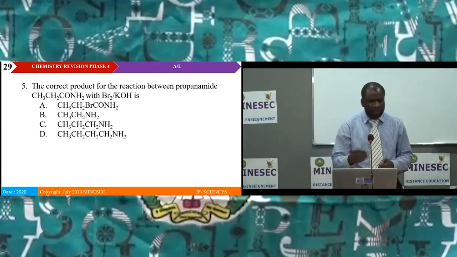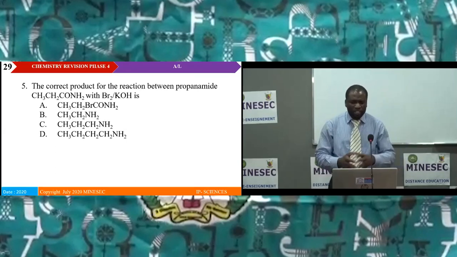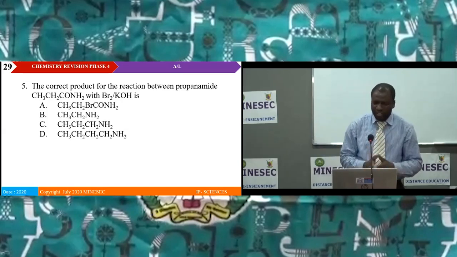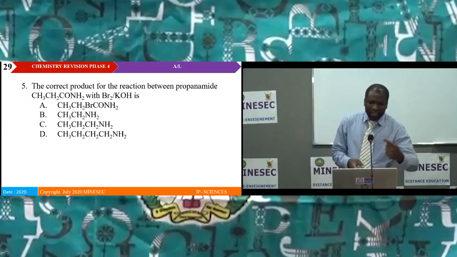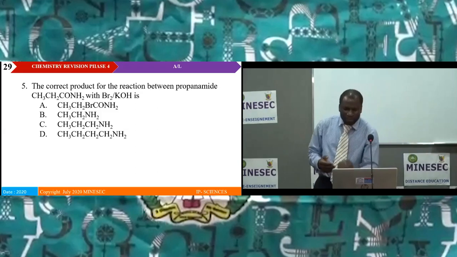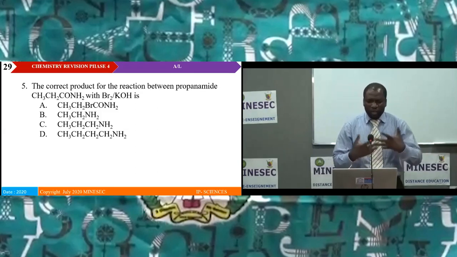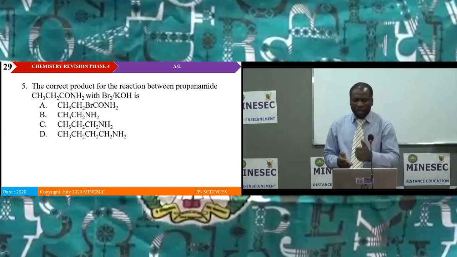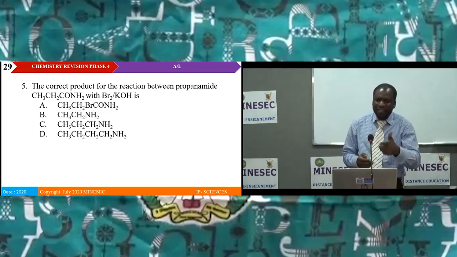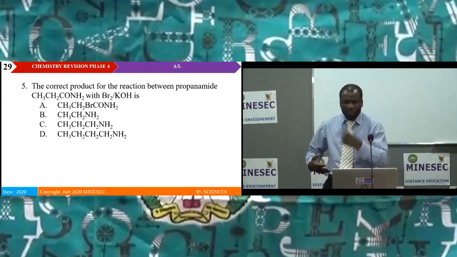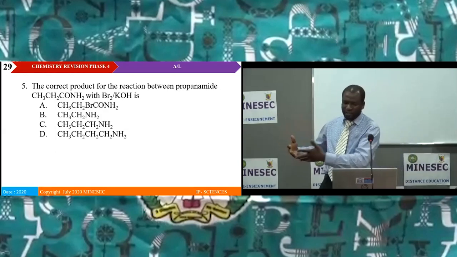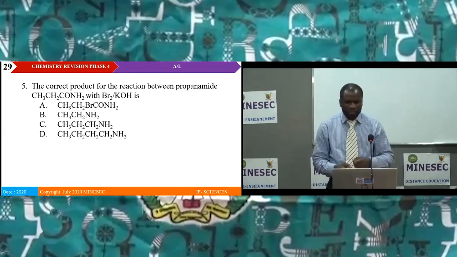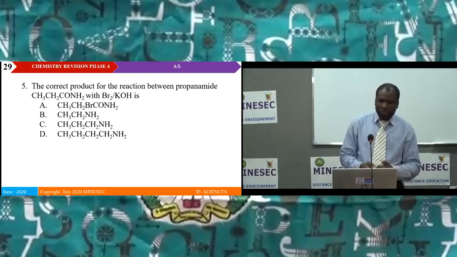Bromine in potassium hydroxide is a reagent for Hofmann's degradation, where the product that is formed is one carbon less than the reactant. So it's a step-down reaction. So we expect to have a product that is one carbon less than our reactant. So our reactant had three carbons. So we expect our product to have two carbons. And since it's an amide, it will be converted to an amine. So the only compound that fits that condition is option B, CH3CH2NH2.